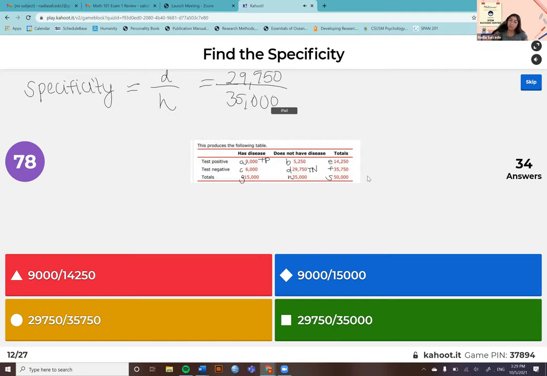And same thing for sensitivity, the problem that we did before, that would be A over G. So sensitivity equals A over G, which is 9,000 over the 15,000. I'm just going over both because we have the table in front of us. For sensitivity and specificity, you're looking at the true positives and true negatives, which I labeled on the table. They each have a little letter that corresponds with what you're looking for. If you have any questions, go ahead and put them in the chat. If not, I'll skip it and go to the next question.